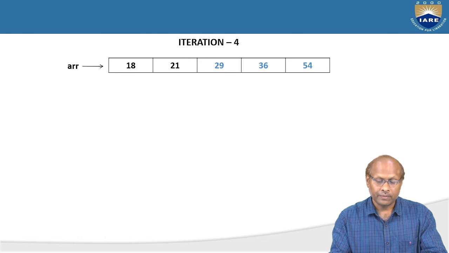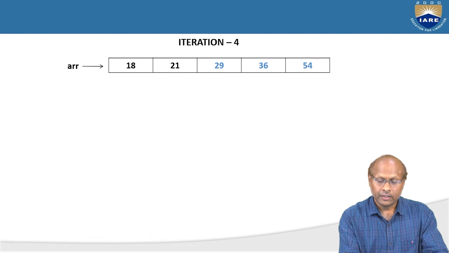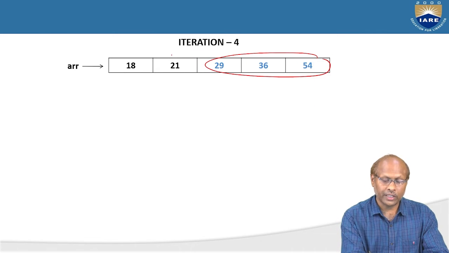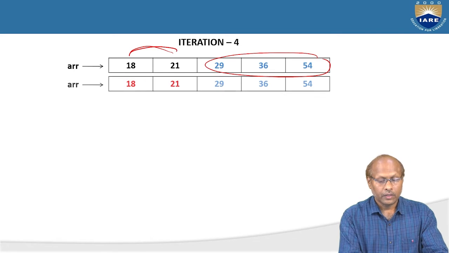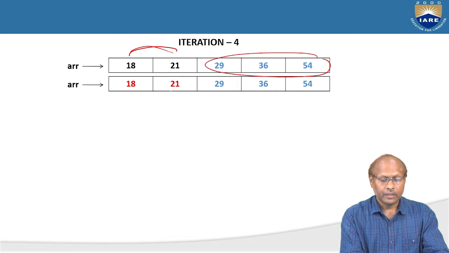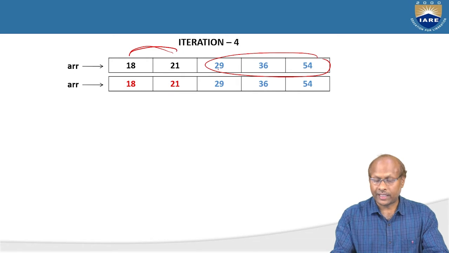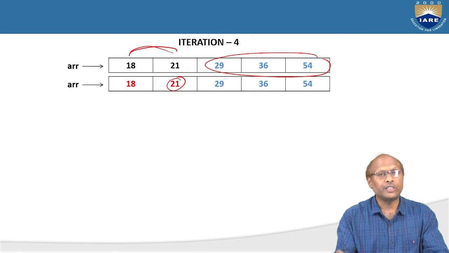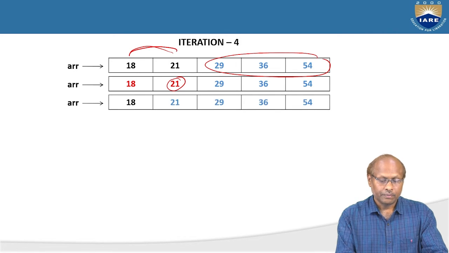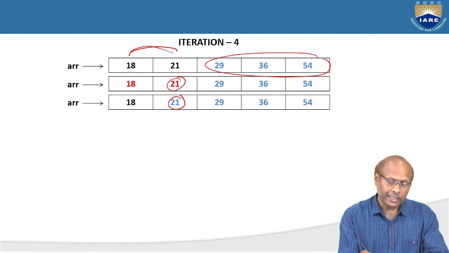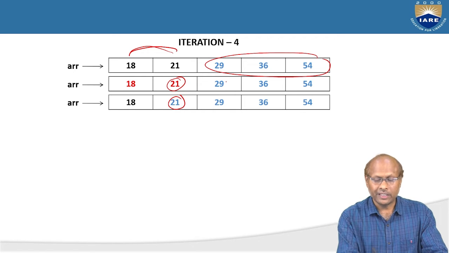Now go to the fourth iteration. In the fourth iteration, these three are already over. You only have to focus on these two. Now compare 18 with 21. 18 is smaller, no need to interchange. That means 21 has reached its respective place, so this iteration stops here.